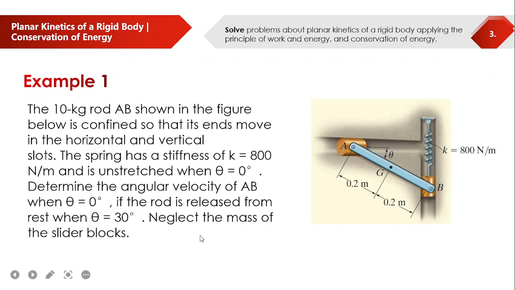Determine the angular velocity of AB when theta is equal to 0 degrees, if the rod is released from rest at theta equal to 30 degrees. Neglect the mass of the slider blocks. So, what is the angular velocity when we release it? It is a spring, so it returns to its original unstretched position, so there is movement. What is the angular velocity when you release the slider blocks from theta equal to 30 degrees?